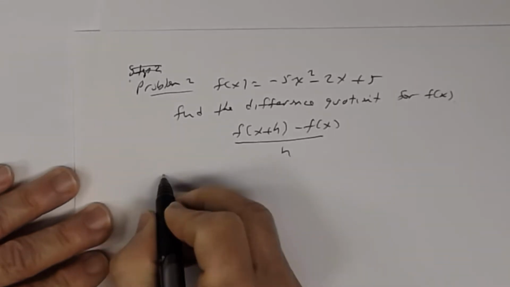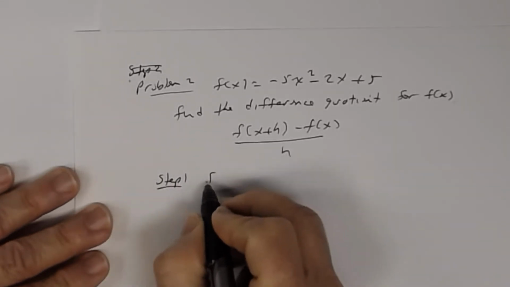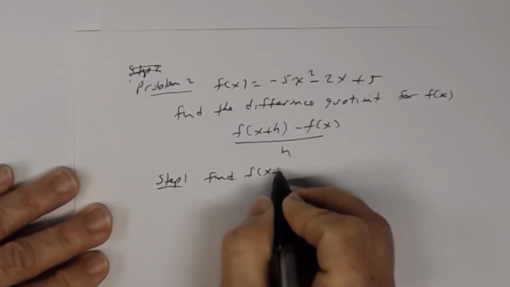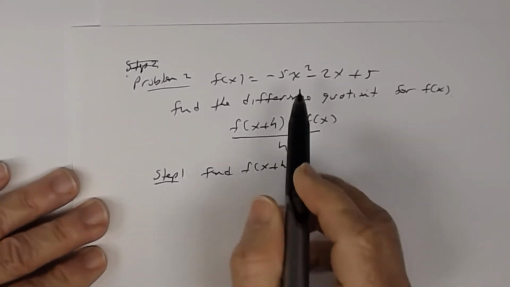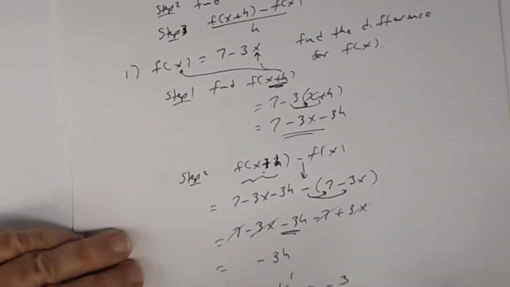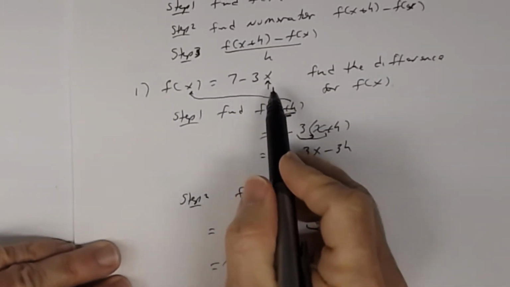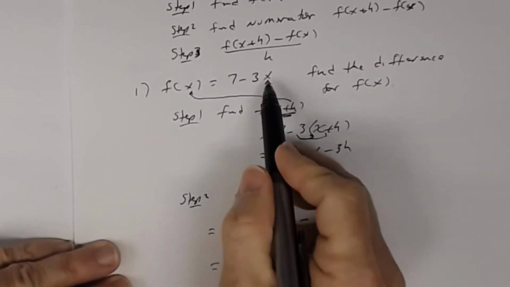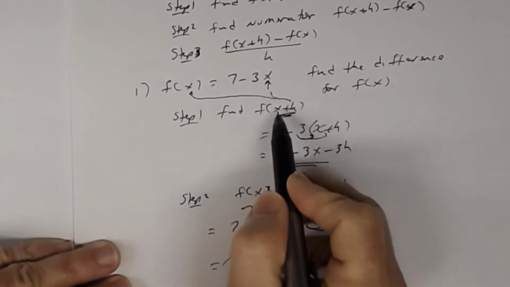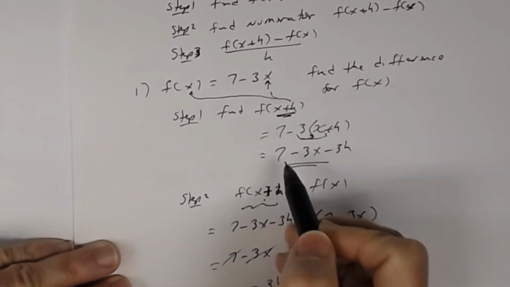All right, so let's do it that way. So step 1 is find f of x plus h. All right, now remember what that means, just like we did here. So when we went here and we did step 1, that means finding f of x plus h means wherever we see the variable x, I'm going to substitute this expression, x plus h.